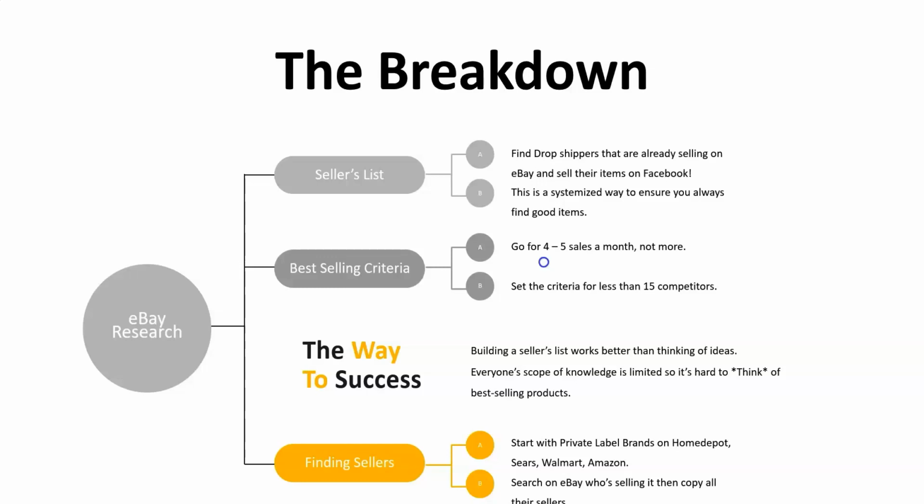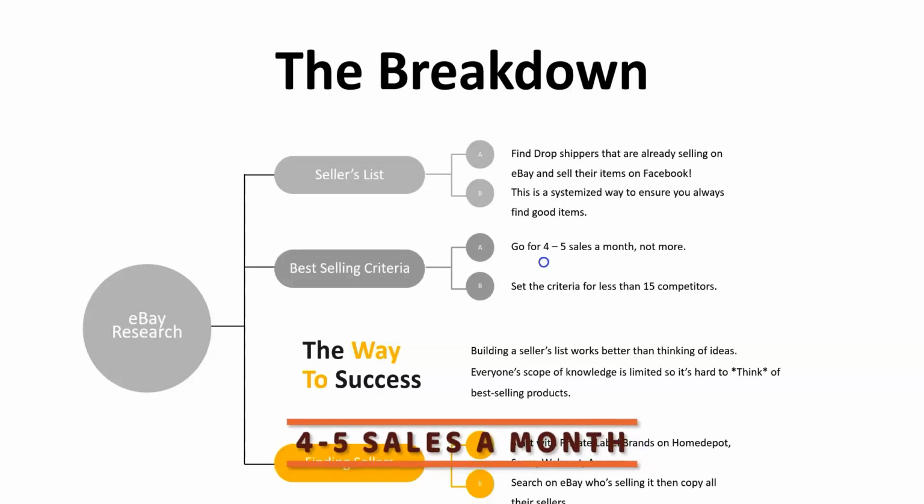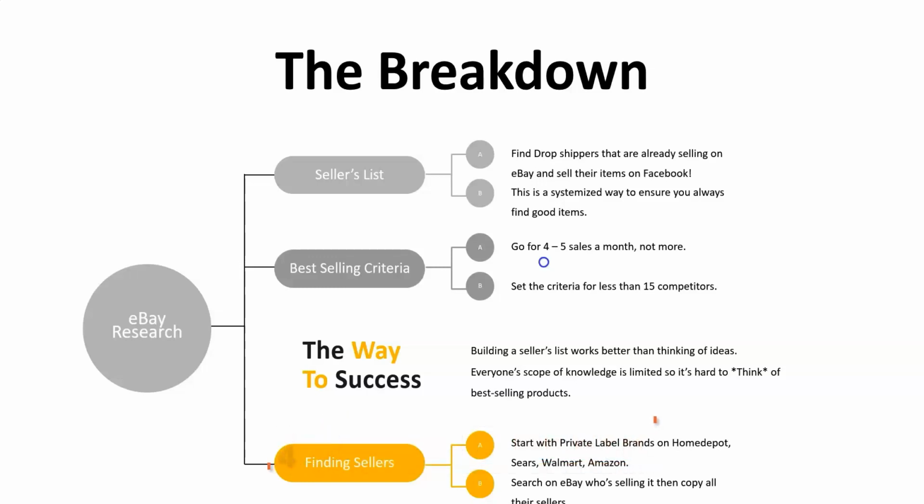So you want to go for 4 to 5 sales a month and not more. People say, why shouldn't I go for 7? And this is only for eBay, right? For Amazon, there are different metrics. Why shouldn't I go for like 8 sales a month or 7 sales a month or 12 sales a month?